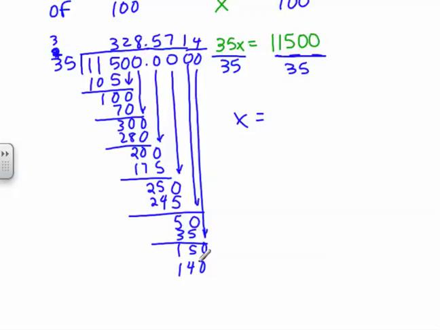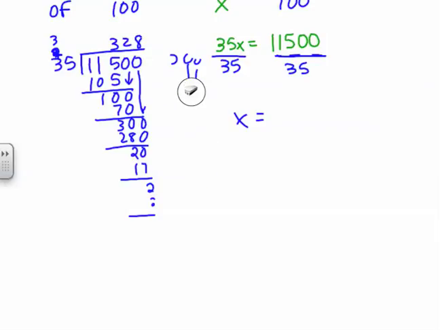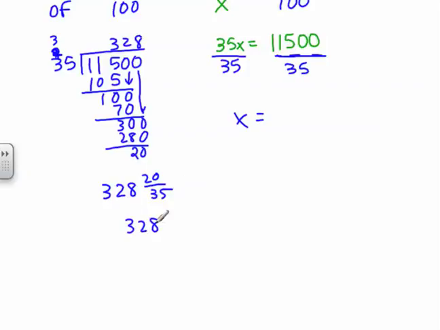Can we do something? I'm actually going to do this for us. Let's go back to right here. Okay, before we did the decimal point, we had a remainder of 20. We can write this as 328 and 20 over 35, but we have to reduce that. 5 goes into each. 328 and 4 over 7. 4 sevenths.